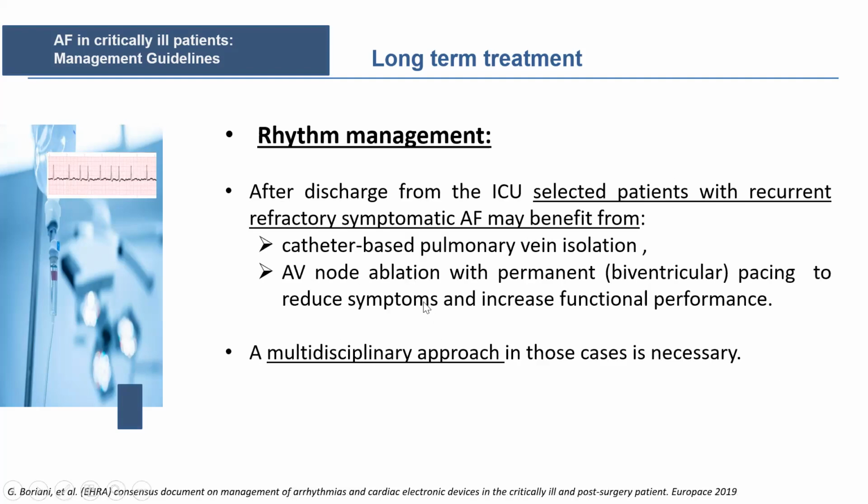And in some patients, it may be difficult to maintain rhythm control, and they are refractory to the medication. For these patients who are highly symptomatic, you may consider catheter ablation, pulmonary vein isolation. This is done through an EP cath lab. Or in those patients who are refractory to all these measures and are highly symptomatic, you can consider AV nodal ablation with permanent biventricular pacing to reduce the symptoms and increase the functional capacity of the patient. And of course, in these patients, a multidisciplinary approach should be considered, with patient involvement in the decision.